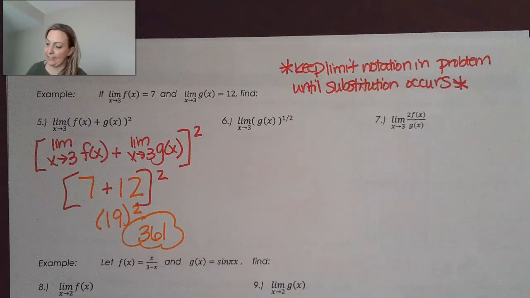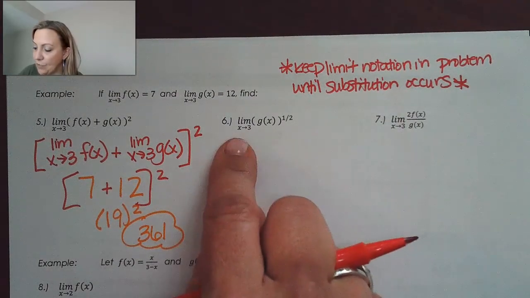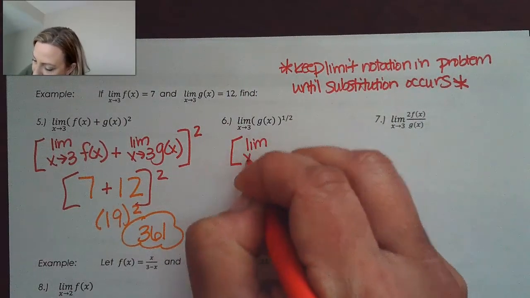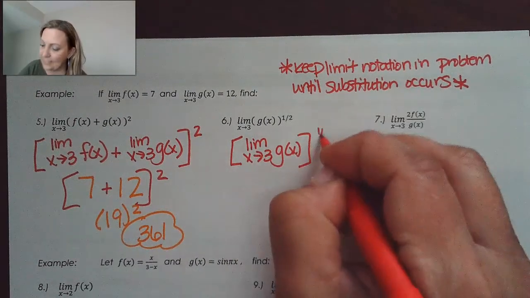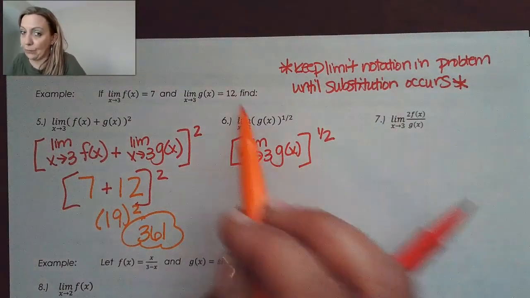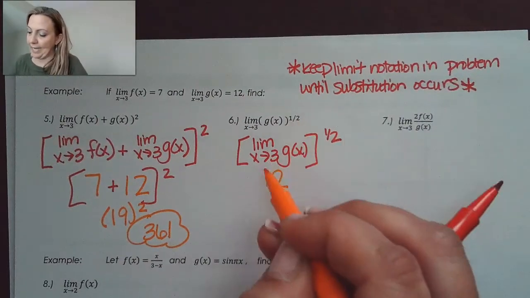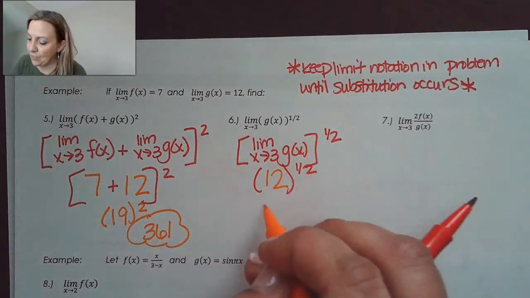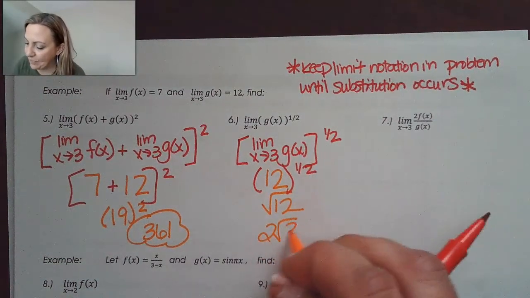In number 6, I have the limit of g of x to the 1/2 as x goes to 3. So what that means is I could find the limit as x goes to 3 of g of x, and then raise that to the 1/2 power. And so the limit as x goes to 3 of g of x is 12. And so really I'm going to have 12 to the 1/2, which I know is the square root of 12. And let's simplify that. That can be simplified to 2 root 3.